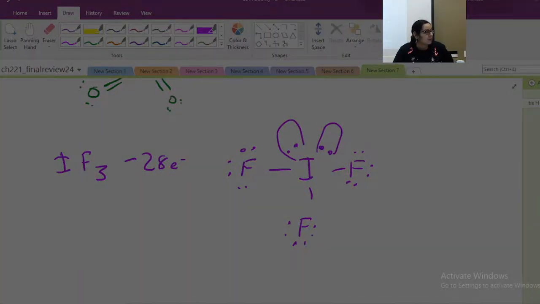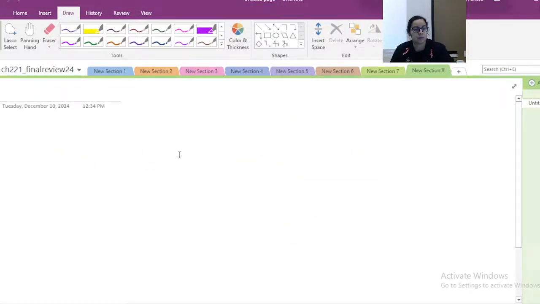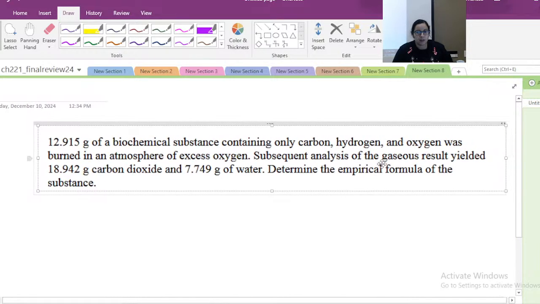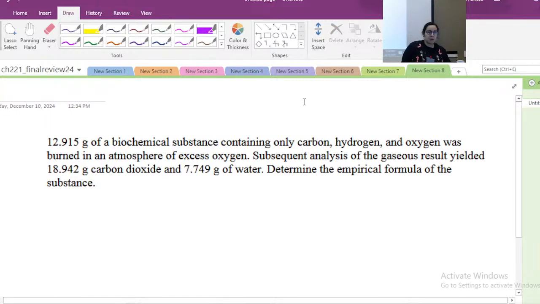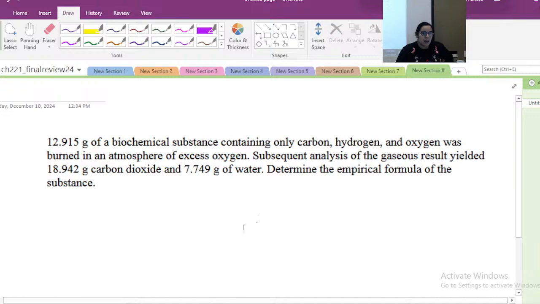So let's do a tricky one. See if we can start this one. We have some biochemical substance with carbon, hydrogen, and oxygen that was burned. Then we found that we had 18.942 grams of carbon dioxide and 7.749 grams of water. See if you can determine the empirical formula.